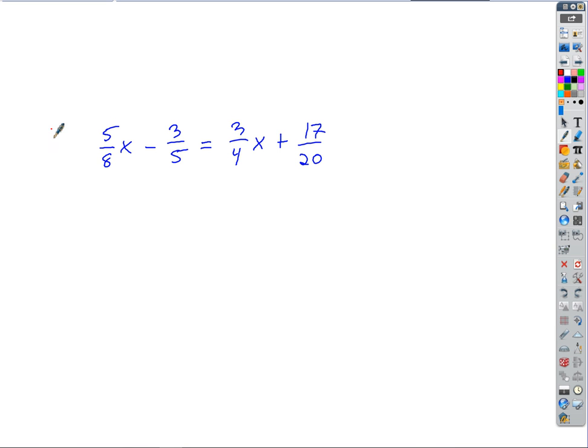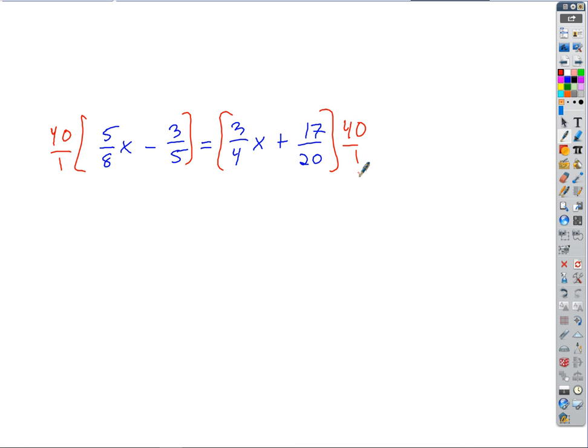Okay, so if we multiply each side through by 40, I want to show you a great trick here. Now, when we multiply fractions, and I could write this as 40 over 1, what's our rule for multiplying fractions? Straight across, right? We multiply straight across.